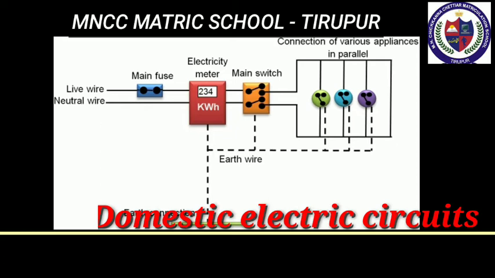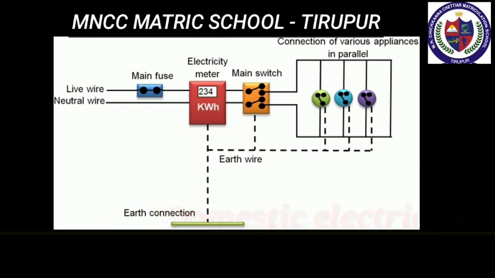It should be noted that all the circuits in a house are connected in parallel, so that the disconnection of one circuit does not affect the other circuit. Another advantage of the parallel connection of circuits is that each electrical appliance gets an equal voltage.